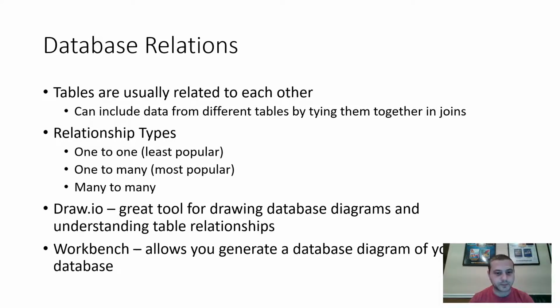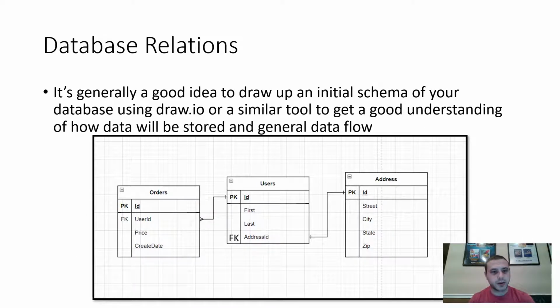So let's continue. Here we go. With database relations, it's generally a good idea to draw an initial schema of your database using the Draw.io tool, just to get a better understanding of what it is that you're trying to do. When you're first writing your application, this is actually very useful. After you've written your application, you're going to probably want to generate the database diagrams using tools like Workbench, because drawing them by hand like this is too intense.